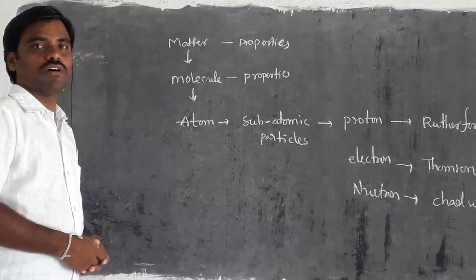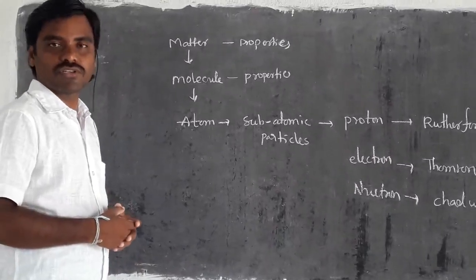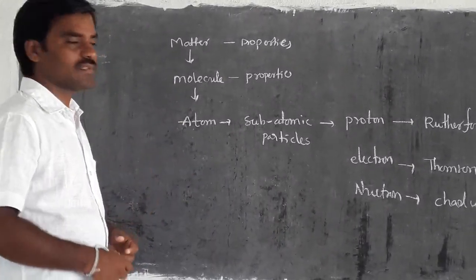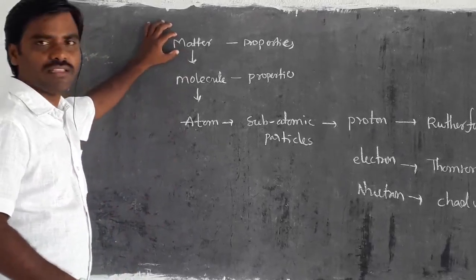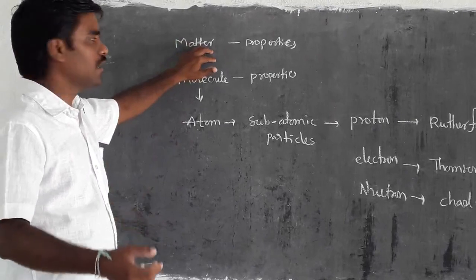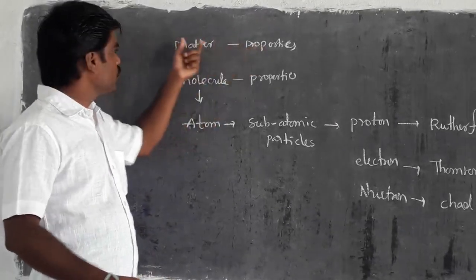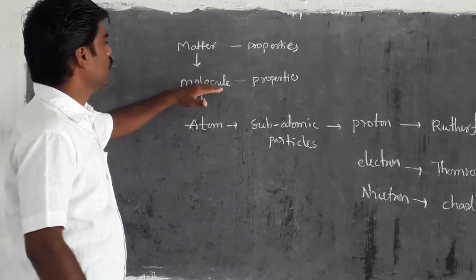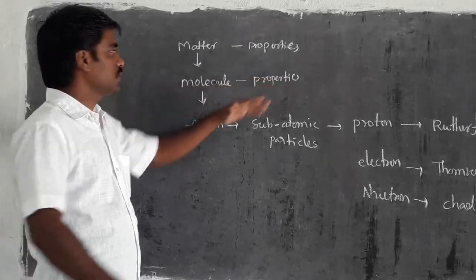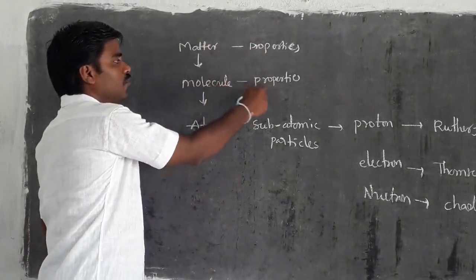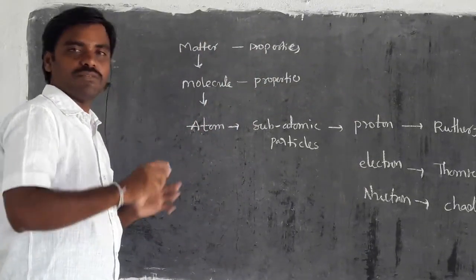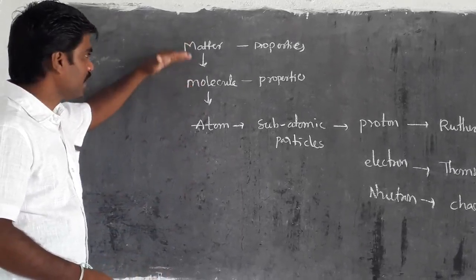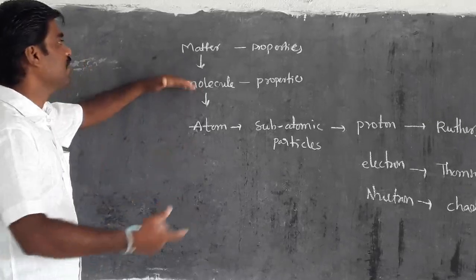We are discussing the topic or unit of structure of atom. For that, we have to recapitulate our ninth class concepts. The first unit in the ninth class was matter. Every matter has properties. In the matter, we have an identical particle, that identical particle we call molecule. The molecule also has properties. The properties of matter and molecules are always similar because the molecule is the identical particle in the matter. Whatever the properties of the molecule, they should resemble those of the matter.